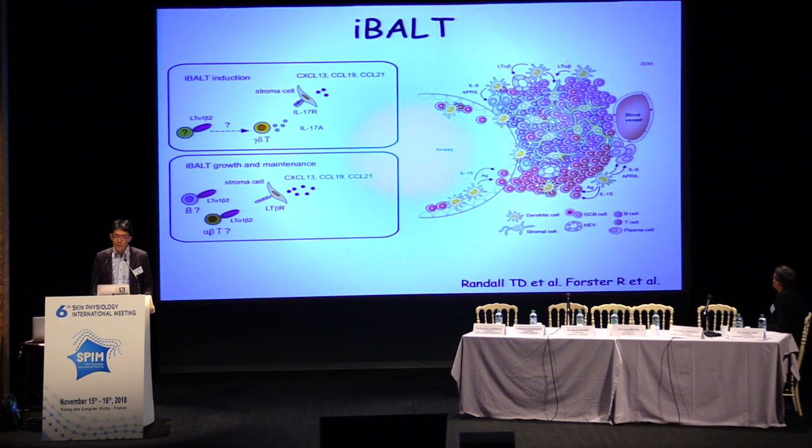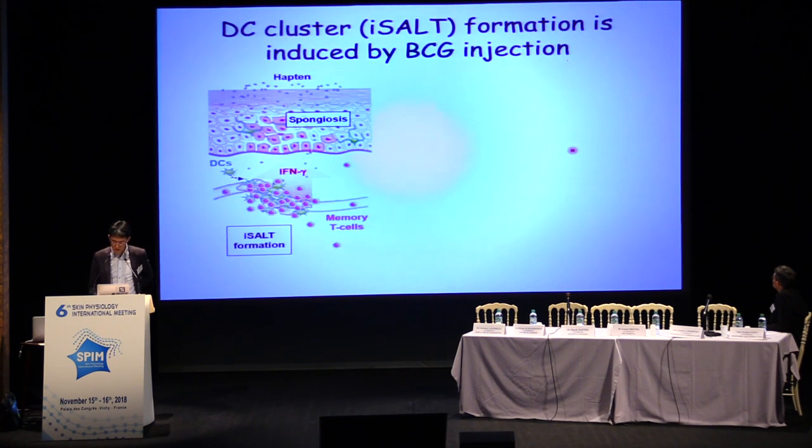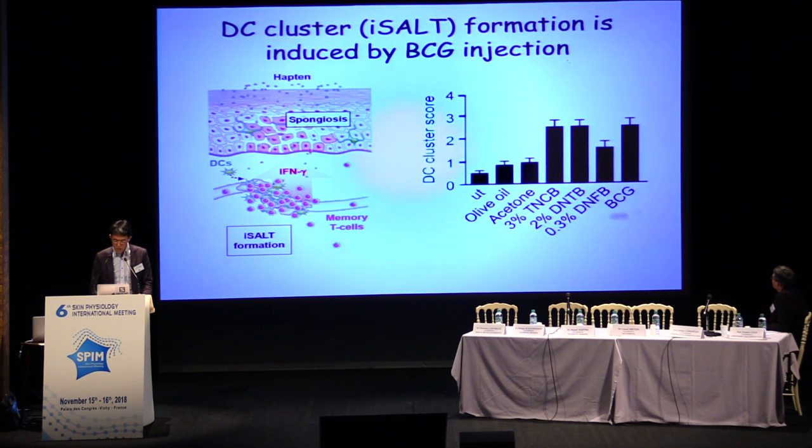So during influenza virus infection, iBALT is formed around post-capillary venules. And iSALT is formed not only during contact dermatitis, but also BCG injection into the skin can induce iSALT formation.